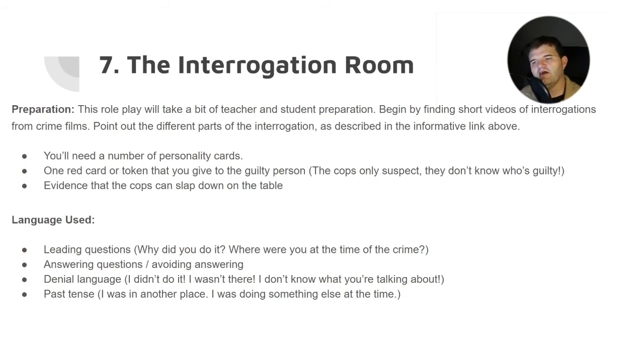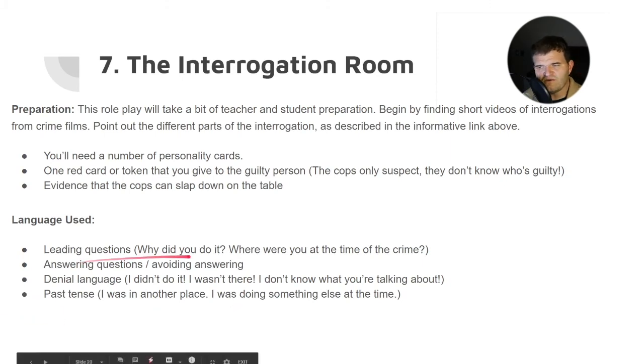Something that could be helpful, especially if you want to make this more into a game, is a red card or token that you can give the person who's guilty, who did it. And they'll know that they're guilty, but the police have to figure it out themselves. So they do this by asking questions, and leading questions especially. We see language used, leading questions. Why did you do this? Where were you at the time of the crime? Those questions, the answers are already assumed. Answering questions or avoiding answering. Denial language, saying, no, I didn't. Past tense practice, it's all very helpful there as well.